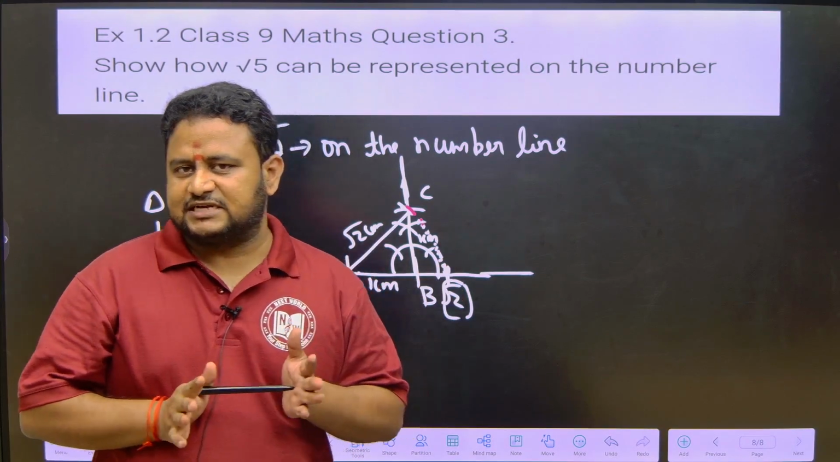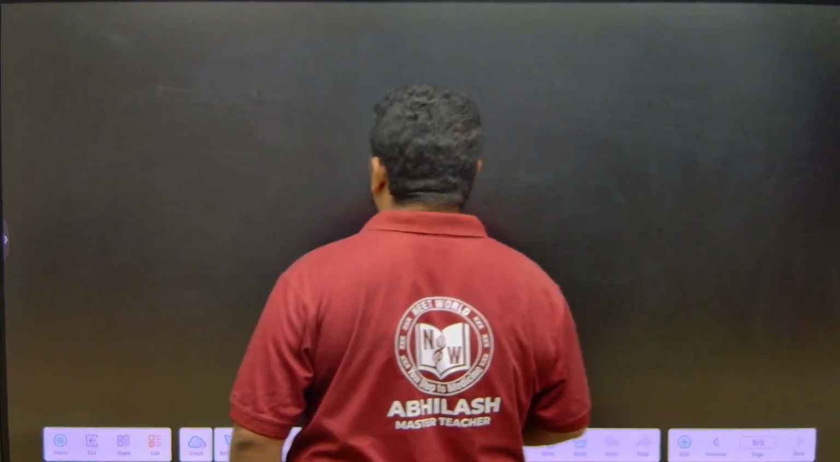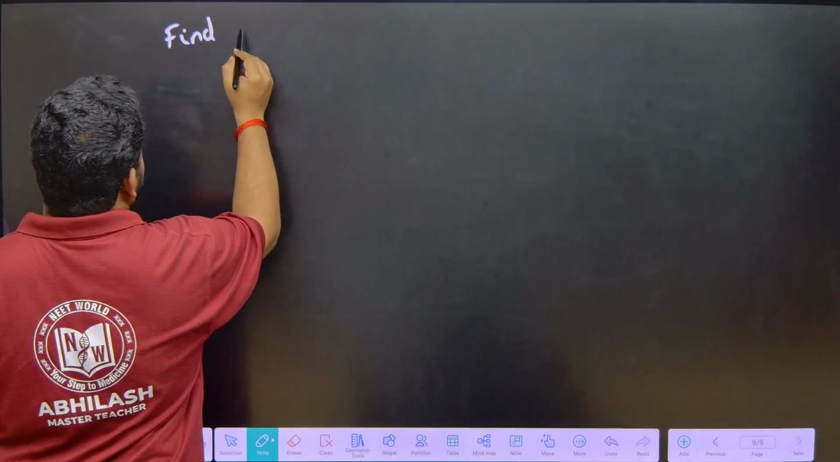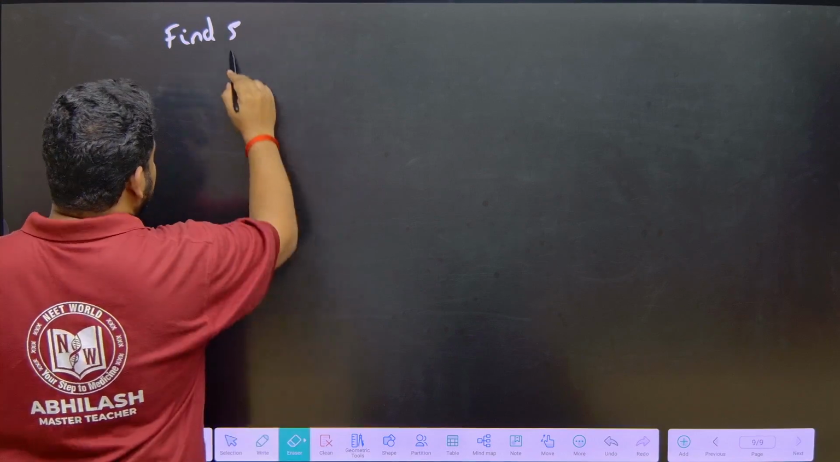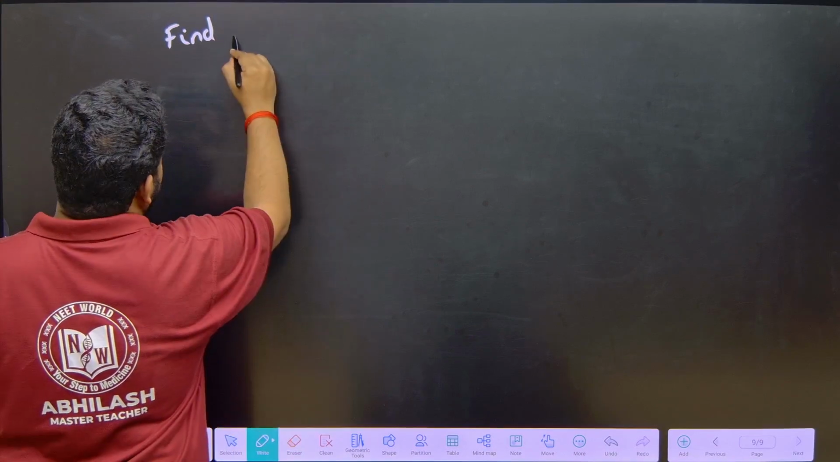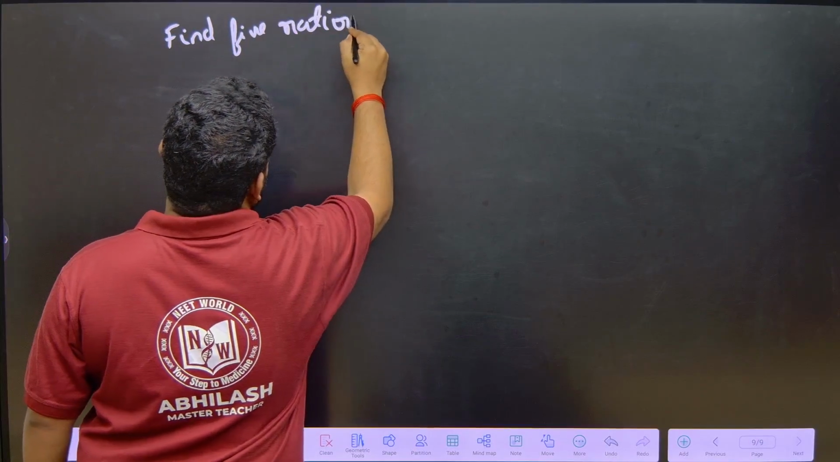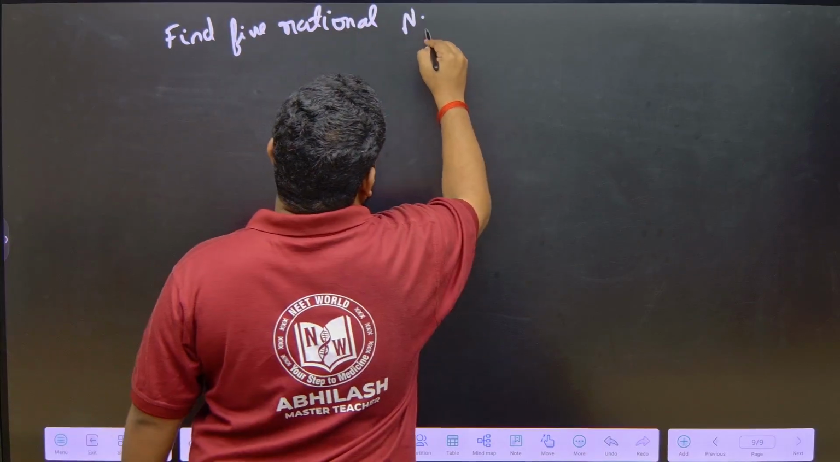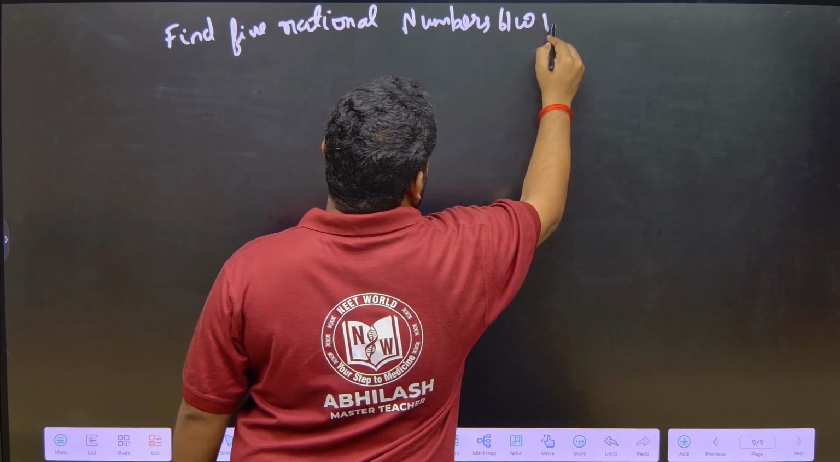But in the previous class, I had given a homework. I asked you to find, I think 5 or 6, let me take it as 5 itself, 5 rational numbers between 1 and 2.